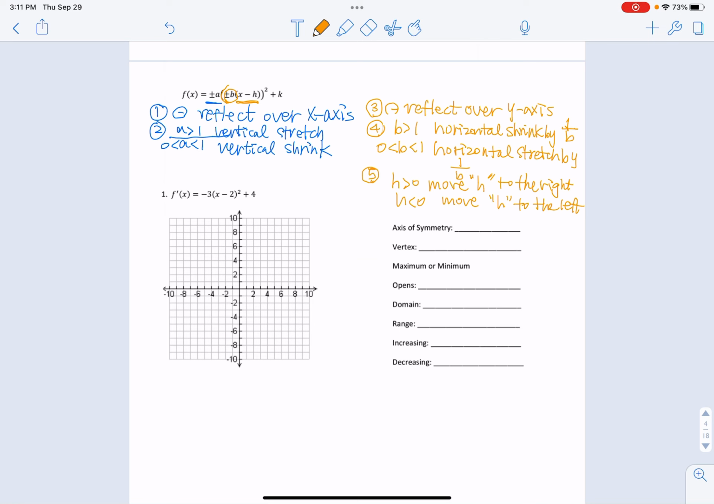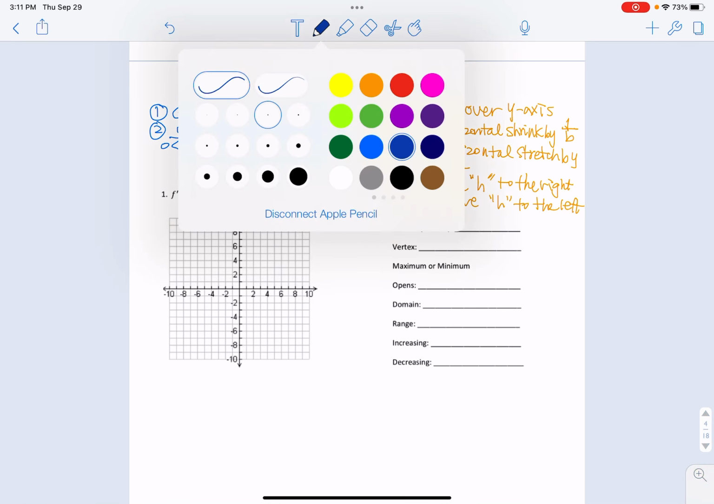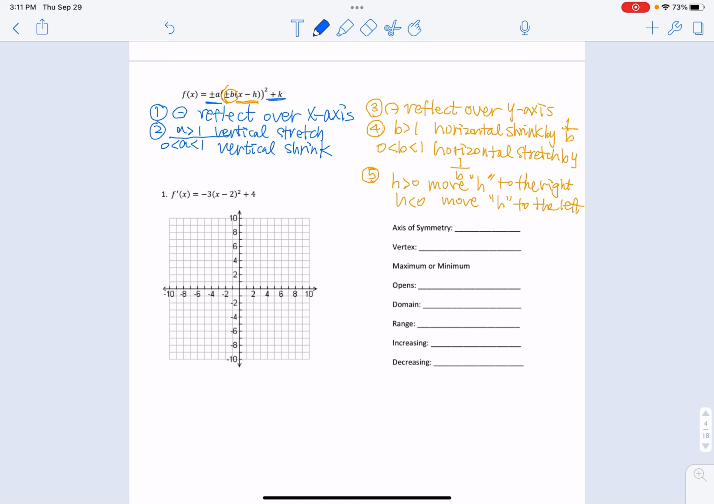And then the number outside, plus k, the k value represents moving up or down. So if k is greater than 0, move up k units. If k is less than 0, then we move down.